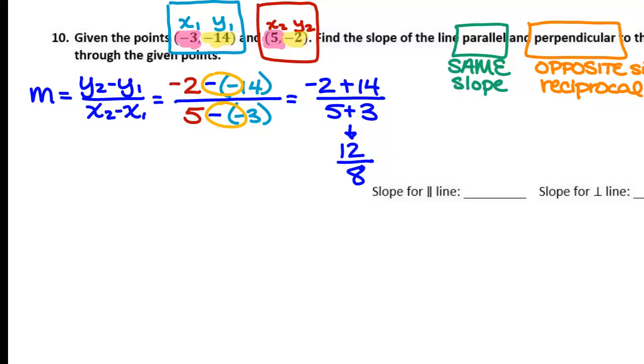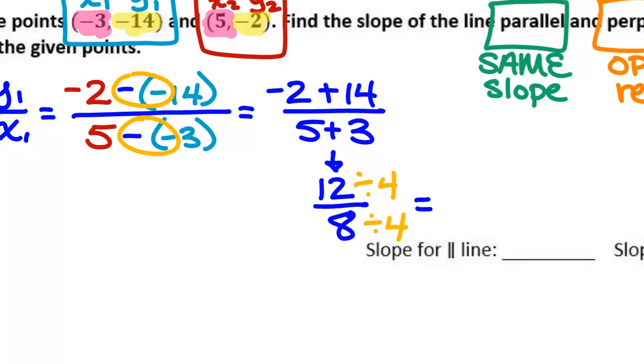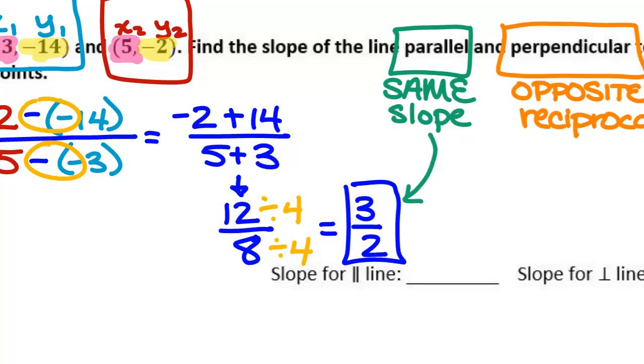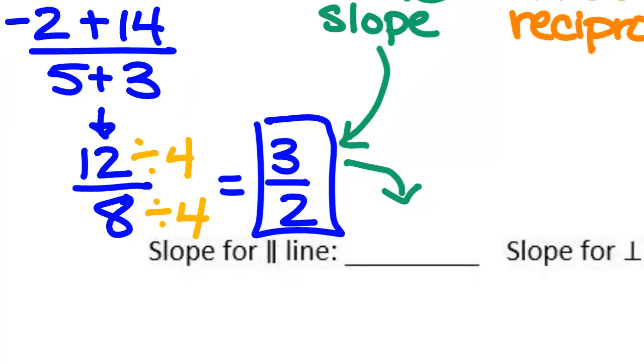Let's see if we can get this reduced. What's a number that'll go into both 12 and 8? What's the biggest number that goes into both 12 and 8? 4 goes into both. So we're going to divide both top and bottom by 4. What is 12 divided by 4? 3. And 8 divided by 4? 2. This slope right here, because parallel is the same slope, that's what I write down for my parallel slope, 3 over 2.